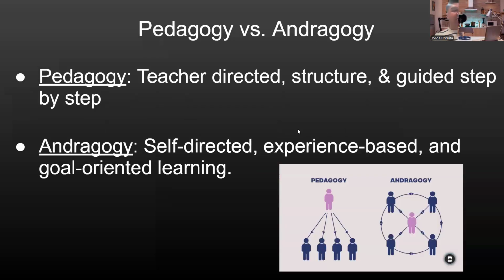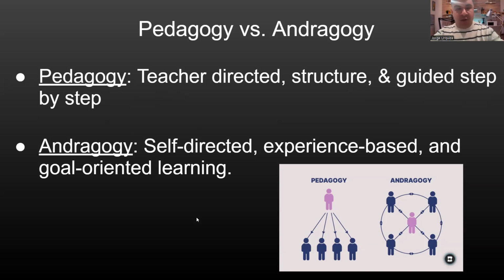As teachers, we are deeply skilled in pedagogy, but teaching adults requires a completely different shift toward andragogy, a theory of adult learning, most commonly associated with Malcolm Knowles, who is the father of andragogy. So right here in this slide, you can see the difference between pedagogy and andragogy. Pedagogy is obviously more teacher-directed, structured, and guided step by step. In comparison to andragogy, it is more self-directed, experience-based, and goal-oriented.